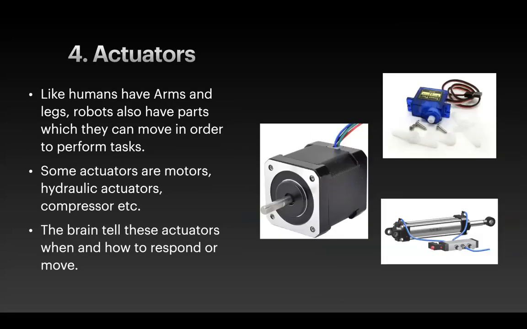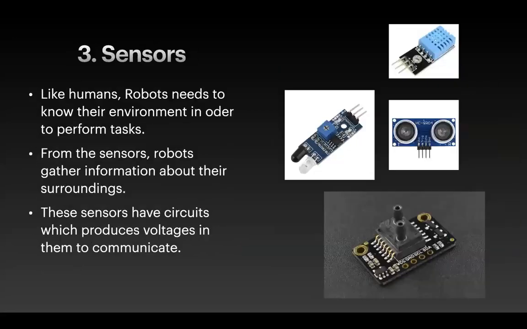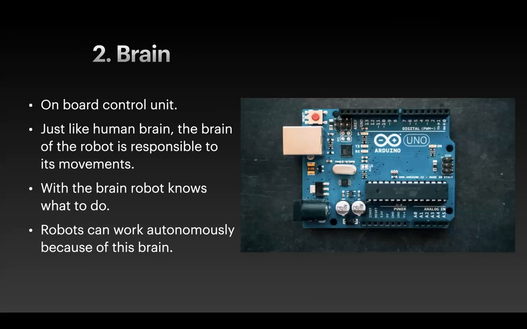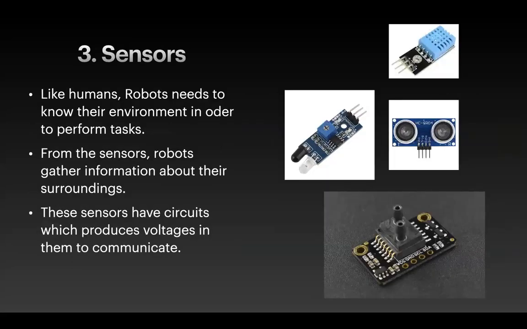Right. Okay. After the brain, we have the third characteristic, which is sensors. I spoke about these sensors now. Like humans, robots need to know their environment in order to perform tasks. Robots have to know what is going on in the environment, whether there's a line to follow or whether there are other magnetic strips to follow. Robots need to know what the environment is like. How are they going to know about this environment? From sensors.